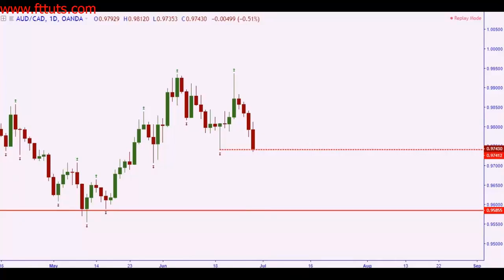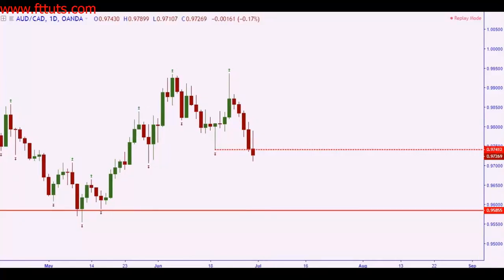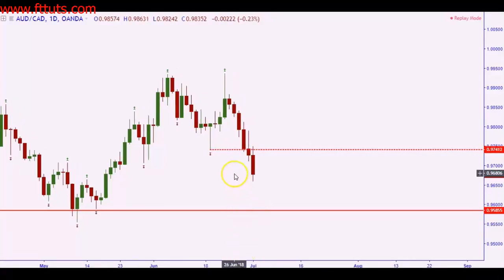So let's see what the market does. The market broke lower, so this is where I would enter my trade short, and then it continued, and then we would let the market do what it's going to do.